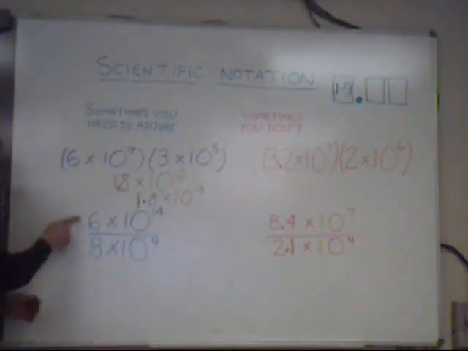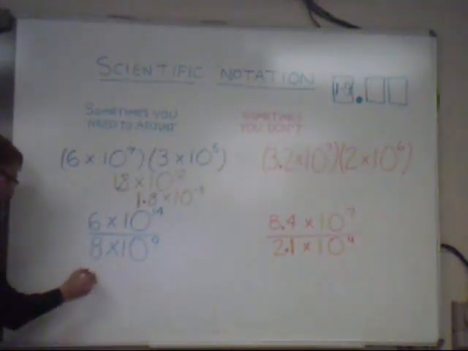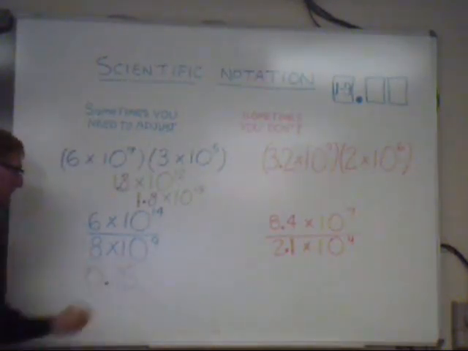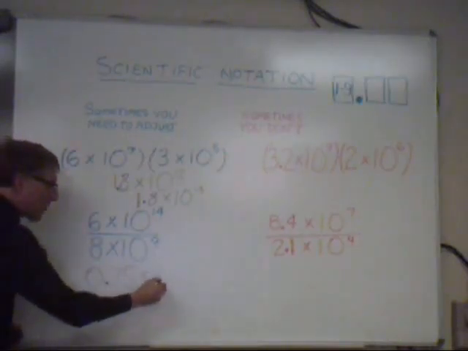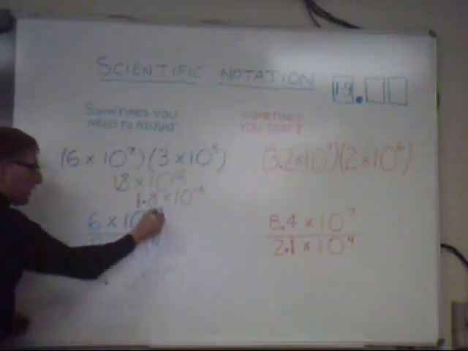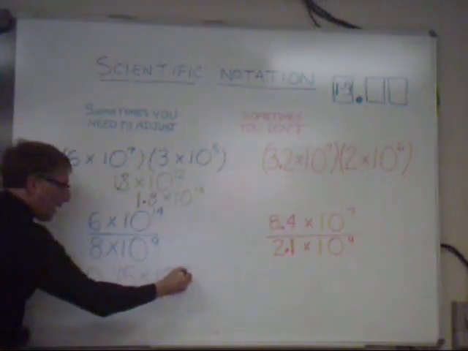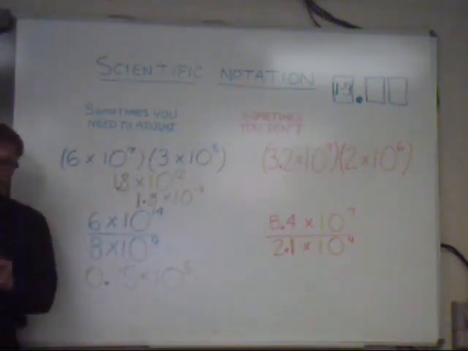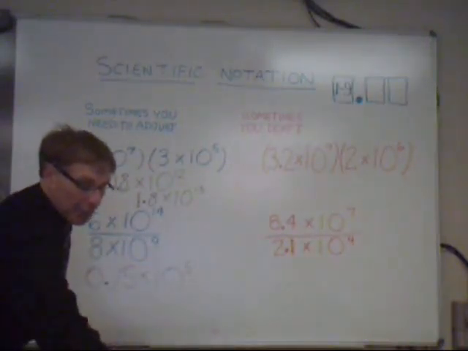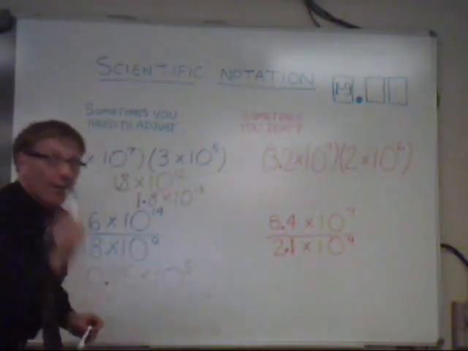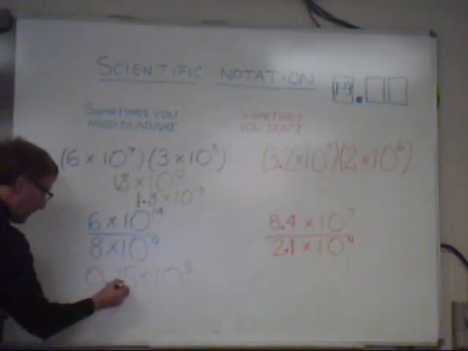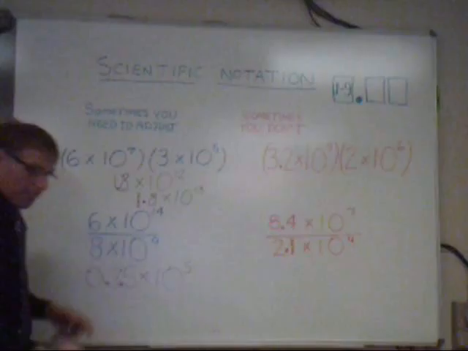Likewise here, I have 6 divided by 8, which gives me 0.75 times 10, and I subtract my exponents. 14 take away 9 is 5. However, I have a 0 in that first place, and that is not in the standard for scientific notation. So I have to fix that. I have to move it one place, and that gives me 7.5.